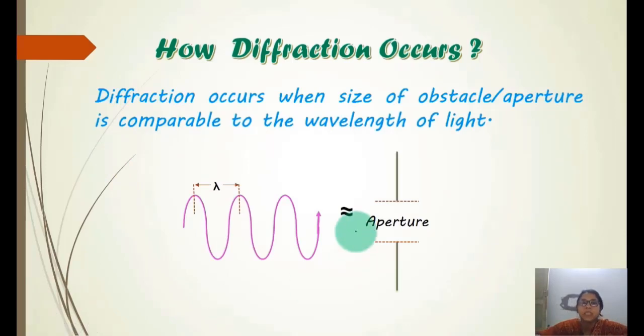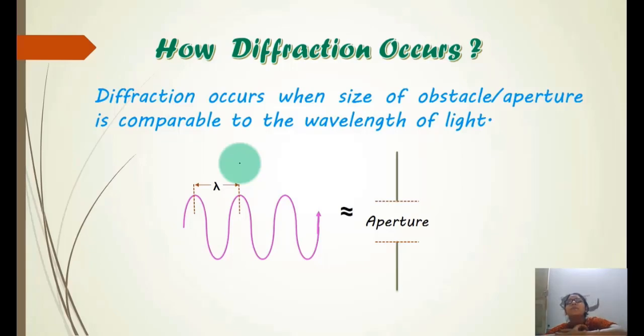As we know, light is an electromagnetic wave, which is a transverse wave, and a wave has a wavelength. So this is a wave, and the distance between two crests is known as the wavelength of the light. When the wavelength of the light used is approximately equivalent to the size of this aperture, that means the width of the aperture is equivalent to the wavelength of light, then only this diffraction phenomenon will occur. That means when the size of your object is equivalent to the wavelength of the light, the diffraction phenomenon occurs.